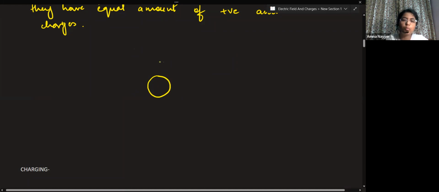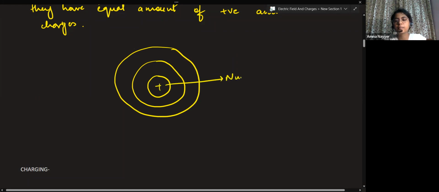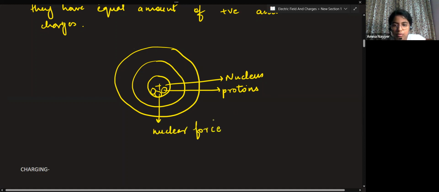If this is the nucleus, what does the nucleus comprise of? Exactly. This nucleus comprises majorly of protons and neutrons. And nuclear forces are exerted within this nucleus. So nuclear forces occur in the central body, that is the nucleus of the atom.